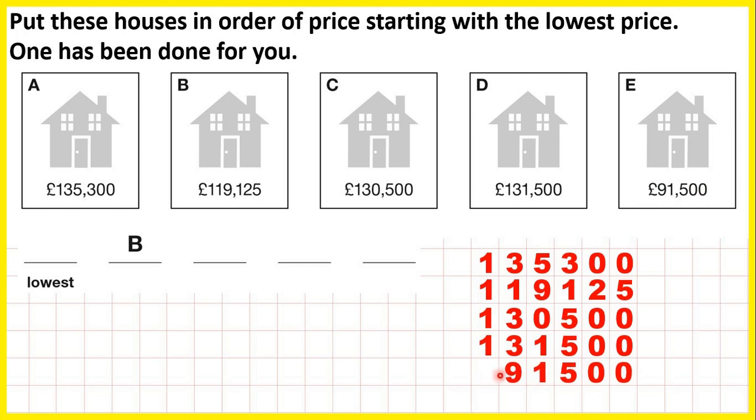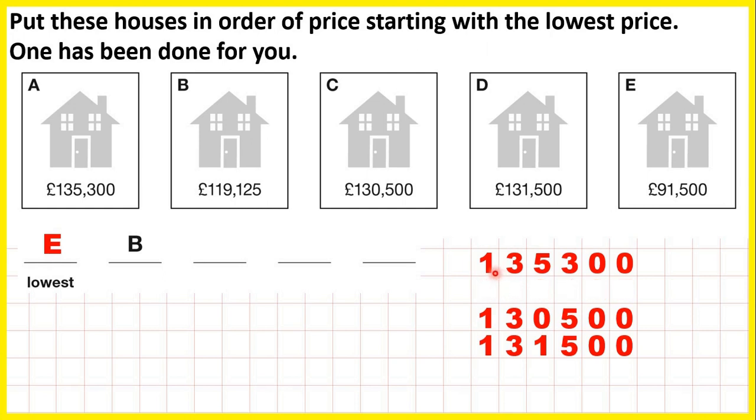£91,500, because that number only has 5 digits, but all of our other numbers are 6-digit numbers. And if we're comparing whole numbers, a number with fewer digits will be smaller. So that means the lowest price is house E. Then the next lowest is house B, because we can see that all of the houses that we have left have 1 in the 100,000s, but house B also only has 1 in the 10,000s, and all of our other numbers have 3 as the 10,000s digit.